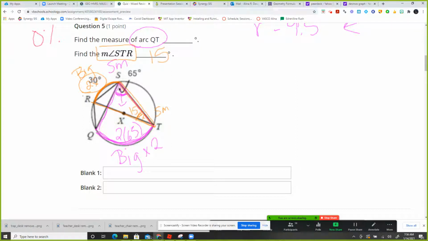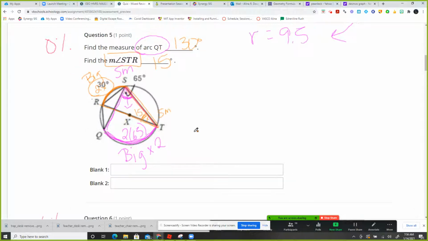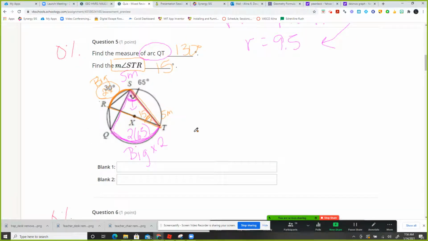Does that make sense? So the arcs are twice as big as the angle. If you have the small angle, you want to multiply by 2. If you have the big arc, you want to divide by 2. Questions on that? Nobody got that one right, so I want to make sure everybody understands. Message me in the chat or unmute yourself if you need to, want to. Okay.